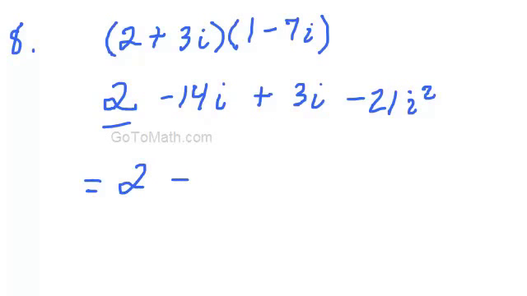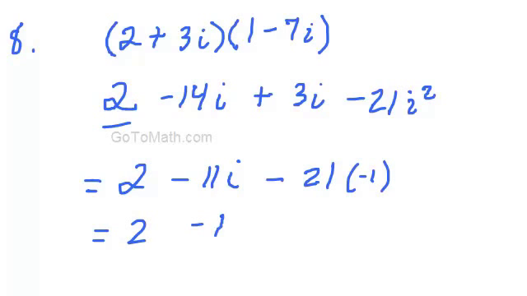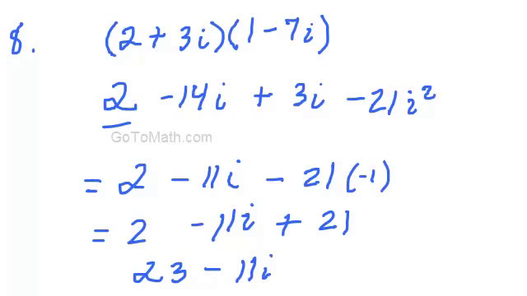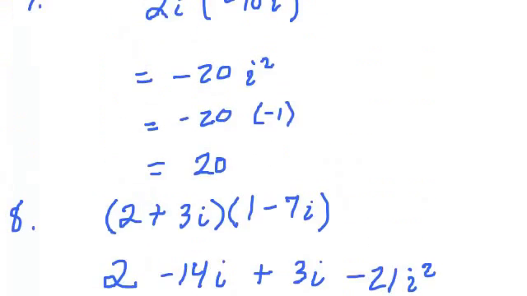Okay, so negative 14 plus 3 is negative 11. Is that right? And then, of course, this is minus 21 times negative 1. Okay, so 2 minus 11i, and then plus 21. A negative and a negative multiplied together is positive. So we get 21, 22, 23. 23 minus 11i. Right? 23 minus 11i. Okay.